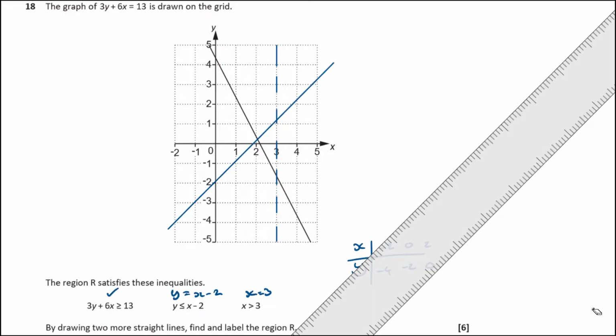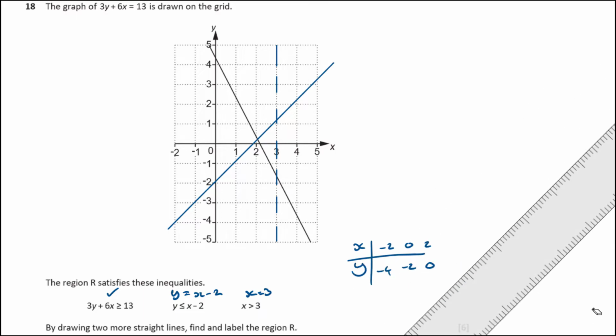Okay, so which area then, which part of this are we interested in? You can see we've got all sorts of regions that have been created. We want to find the one that satisfies all these inequalities. So we want x is greater than 3, so actually it's got to be to the right of this dotted line, isn't it? Okay, so we don't want the bit to the left of the dotted line because we want x is greater than 3. But is it that bit at the top there? Is it the bit in the middle? Is it the bit at the bottom?